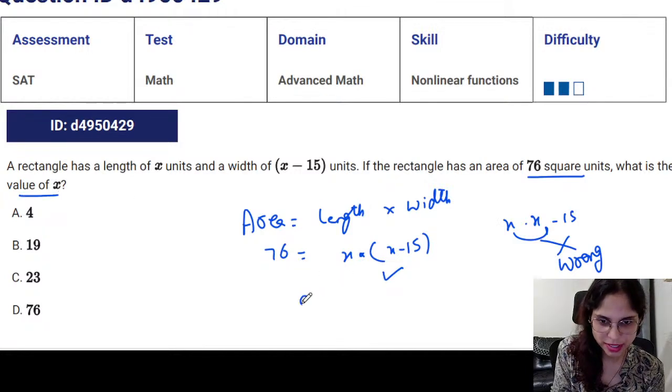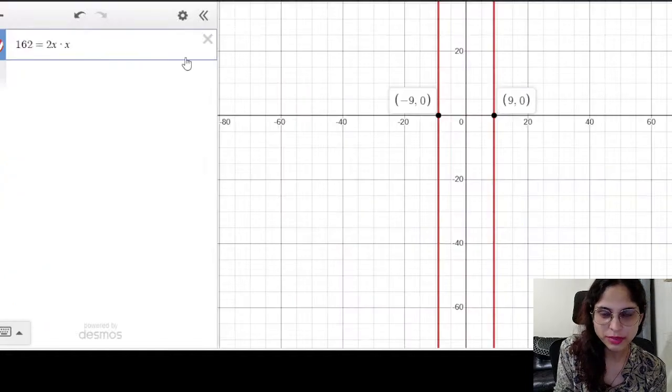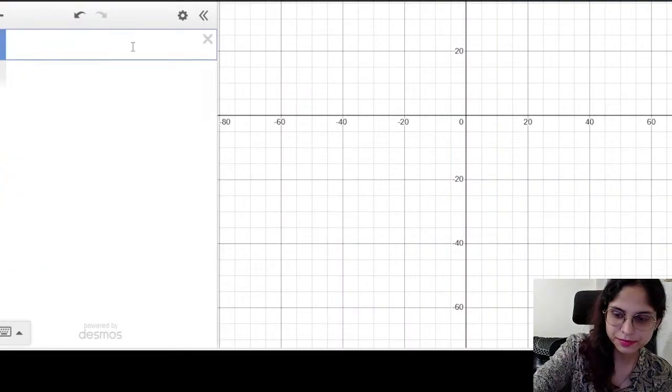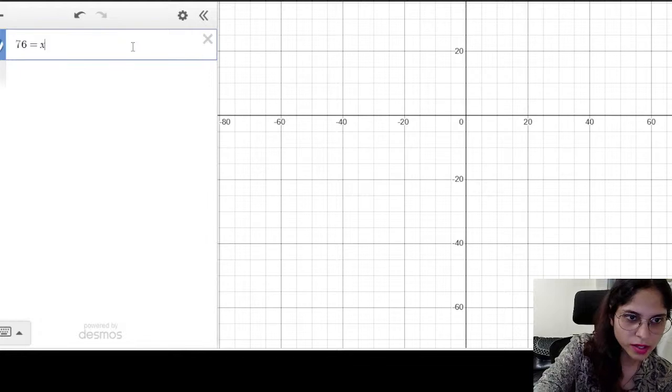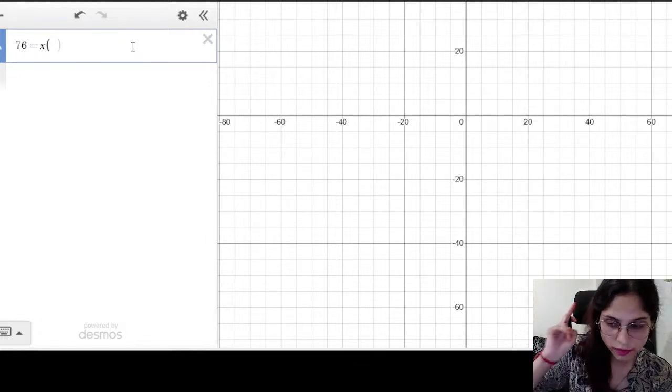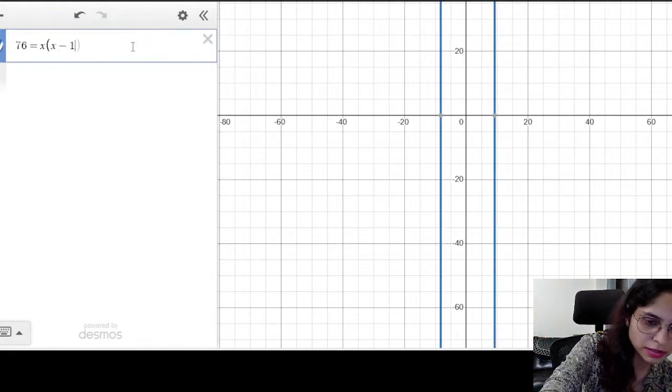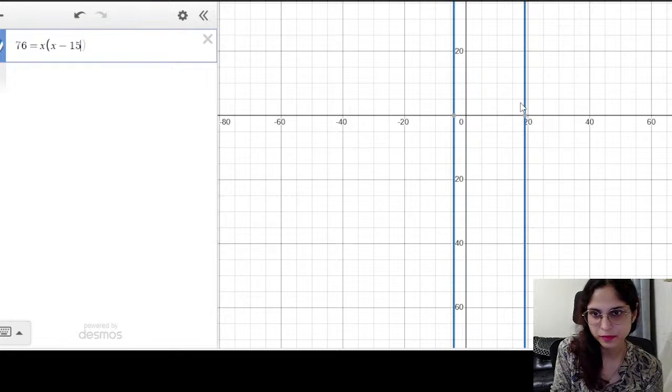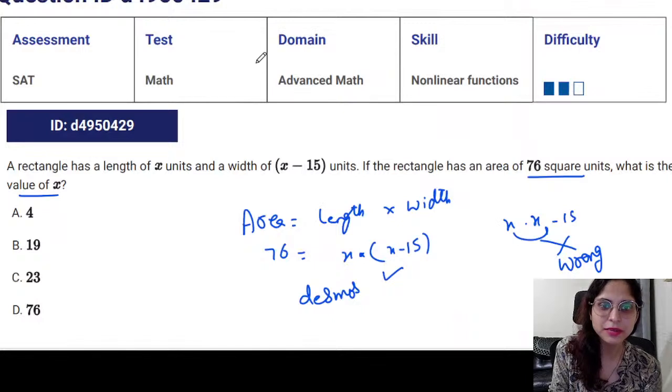So you just go to Desmos and you type the exact same thing. 76 equals x times, always put parentheses, x minus 15. You have got your answers. 19, negative 4. Negative 4 is discarded. The value of x is 19. It is discarded because length and width cannot be negative. So my answer is 19.